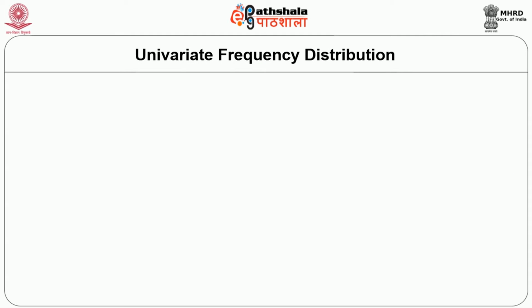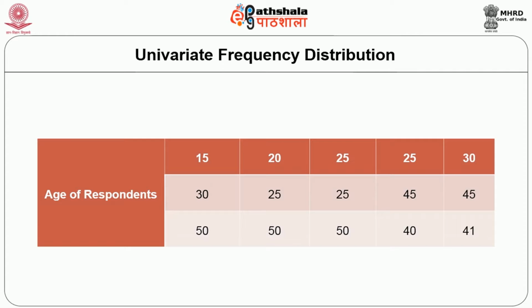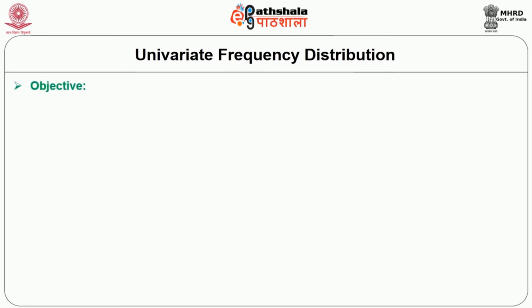First, let us discuss univariate frequency distribution. Find out the frequency distribution of the following. So, the basic objective of this analysis is to find out the univariate frequency distribution for the given data.